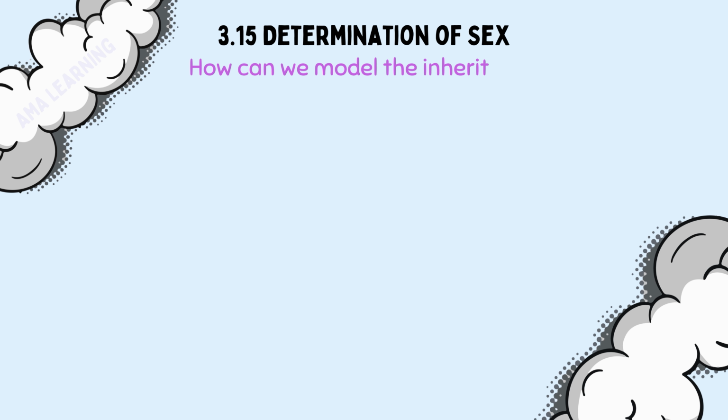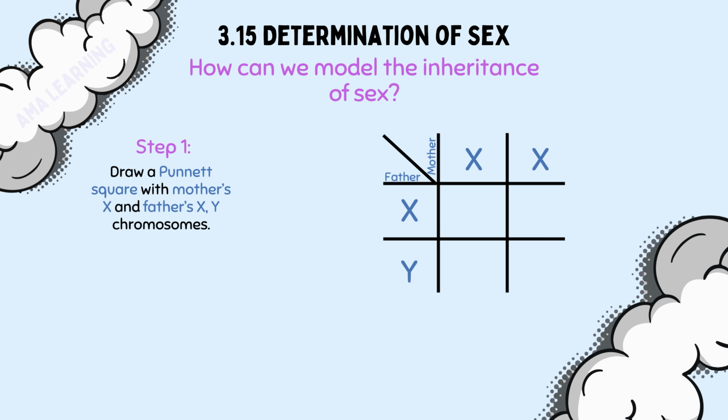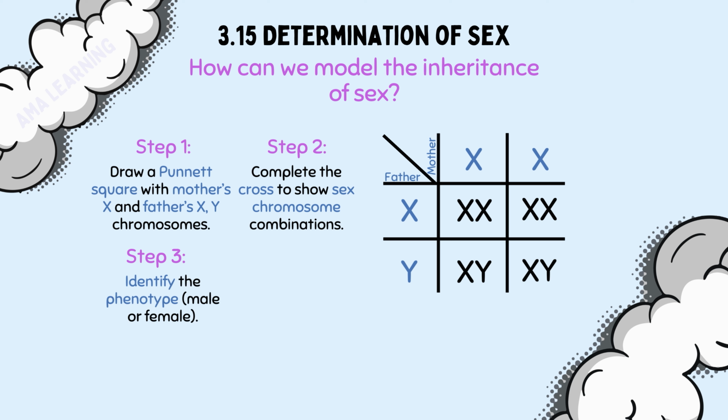How can we model the inheritance of sex? Step 1. Draw a Punnett square and place the mother's X chromosomes along one side and the father's X and Y chromosomes along the other. Step 2. Complete the cross to show the possible combinations of sex chromosomes. Step 3. Identify the phenotypes. Is it a male or a female? Step 4. Calculate the probabilities, ratios, or percentages for each phenotype.